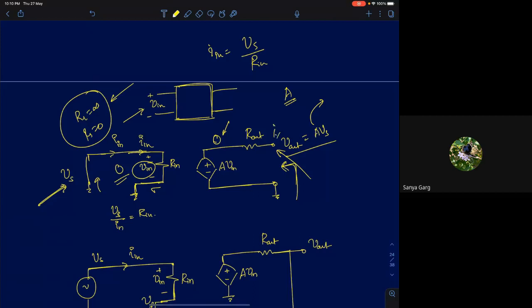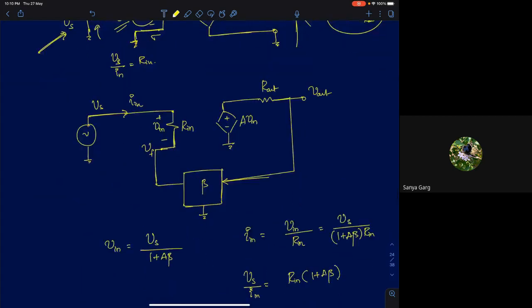Let's assume Ix is the current flowing into this. What will be the value of Ix? You are applying a voltage Vx upon Rout, right? This terminal is at Vx and this terminal is at 0 volts. So Vx upon Rout is your current. Therefore Vx by Ix is Rout itself. This is something we already discussed in great detail. I'm just quickly refreshing it so you will be able to follow the content very easily.